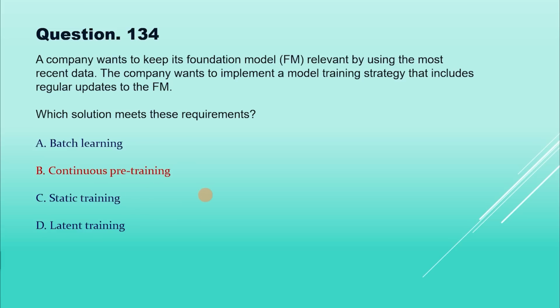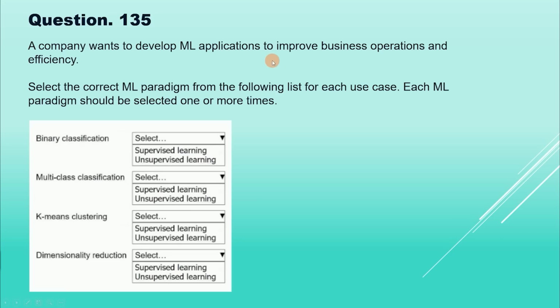Now question number 135. A company wants to develop an ML application to improve business operations and efficiency. Select the correct ML paradigm from the following list for each use case. Each ML paradigm should be selected one or more times. So you can select each of the options one or more times.